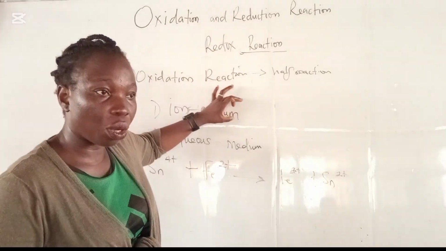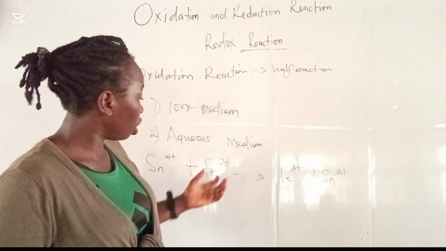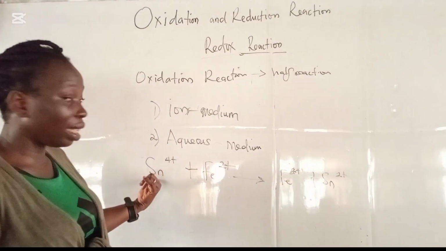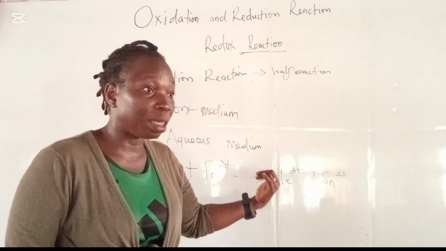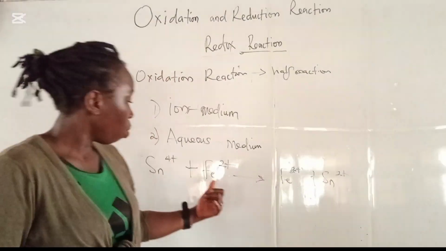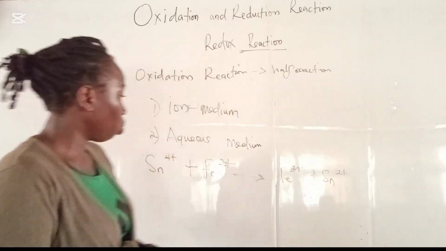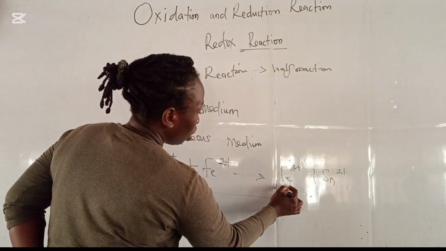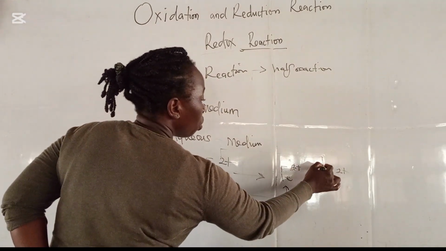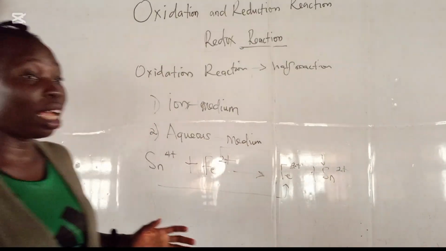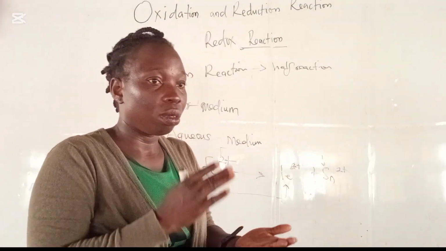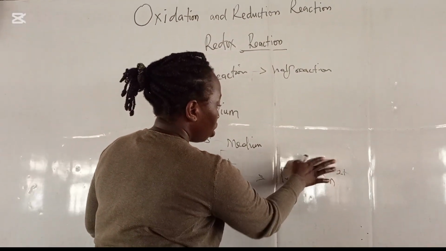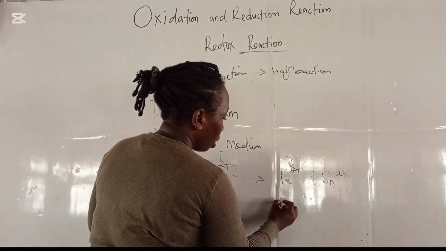So in balancing this reaction, we use the ion medium process, because it is only the ions that are not balanced. But the atoms, which are tin and iron, are balanced. One tin, one tin. One iron, one iron. So you will now look at which of them is undergoing oxidation process and which of them is undergoing reduction process. That is how you will differentiate them into their half cells, oxidation and reduction.